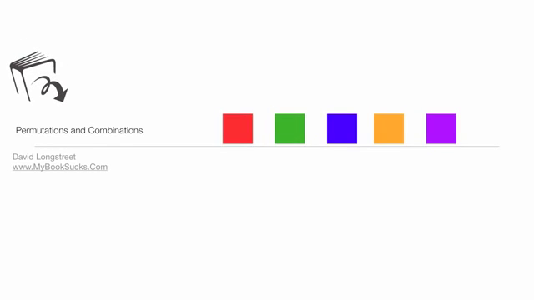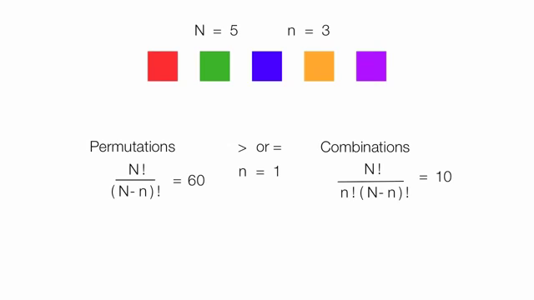In this video, I'm going to discuss permutations and combinations. I'm going to have 5 objects, picking 3 at a time. Different combinations of 3, of course. And I'm going to calculate permutations and combinations and walk you through how those calculations are made.